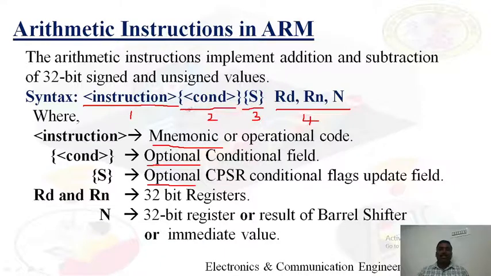In the condition field, as we studied in the last session, there are different conditions based upon the condition bits in the CPSR register, that is the NZCV condition flags. So based upon conditions, you can execute this arithmetic instruction. If the conditional field is not applied, then this instruction is always executed.